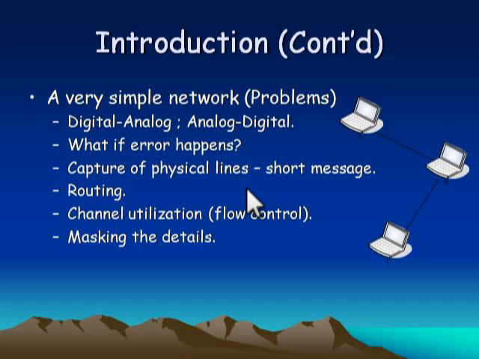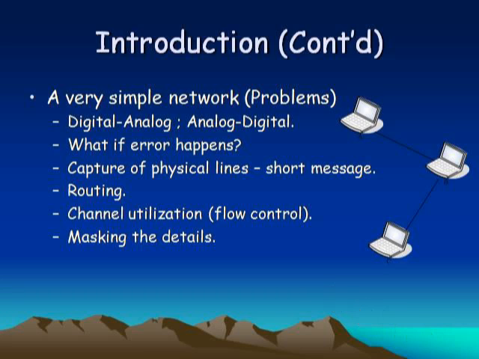Then routing. Routing deals with how to form a path between source and destination. The next one is channel utilization, like flow control. In flow control, the task is, if congestion is high or the sender is sending more bits than the receiver is able to receive, how to control the flow between the two. And the masking of details generally deals with the security aspects, which have to be masked whenever we are transmitting data.